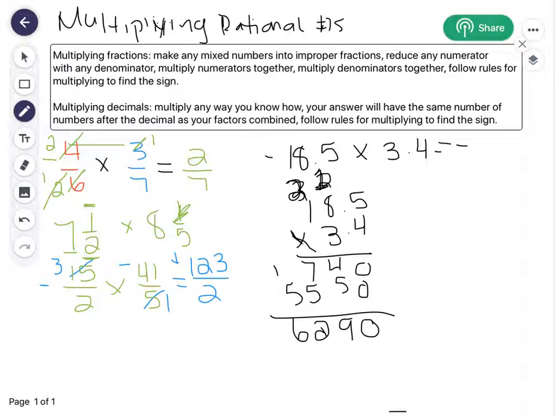Okay, and then I go back to that part up here where it says your answer will have the same number of decimal places after the decimal as your factors combined. So here's 1 and here's 2, so our decimal will go there. It has 2 decimal places. So our answer was negative, so negative 62.90.